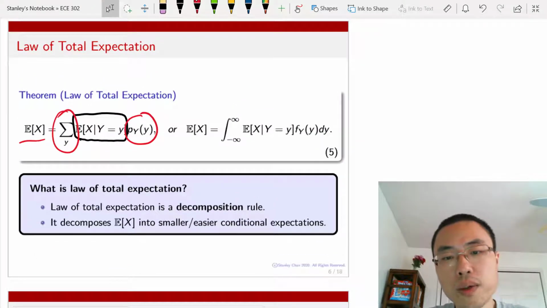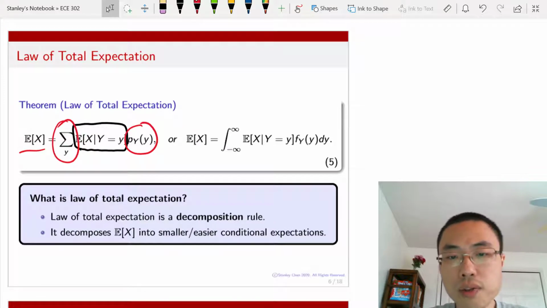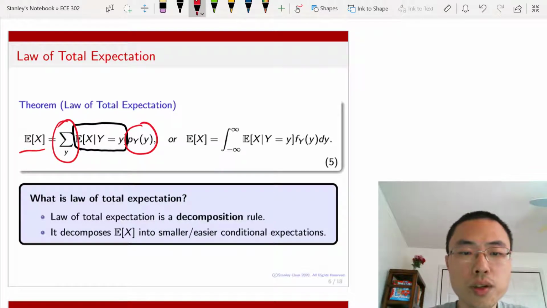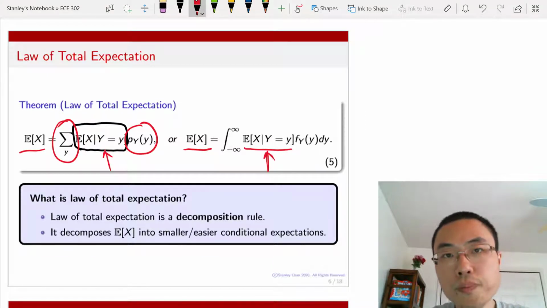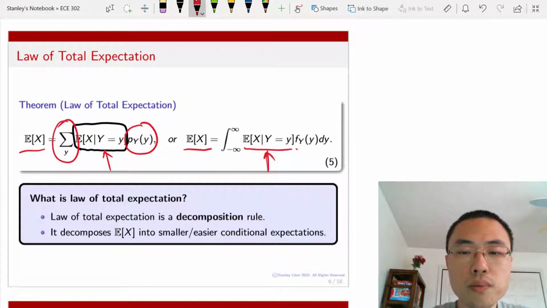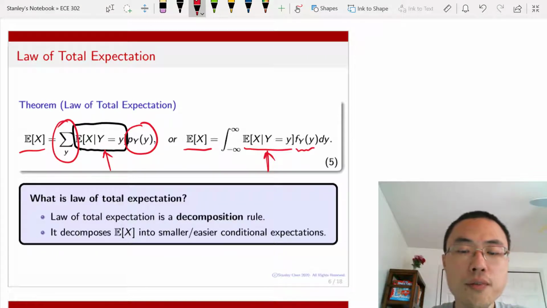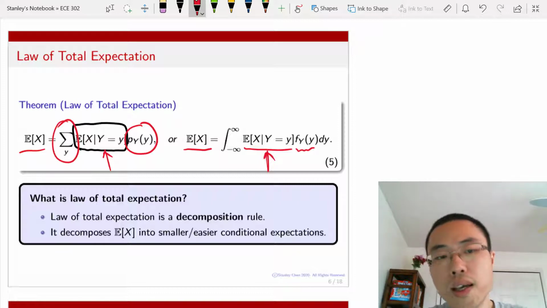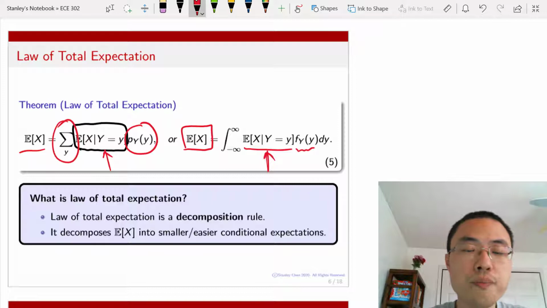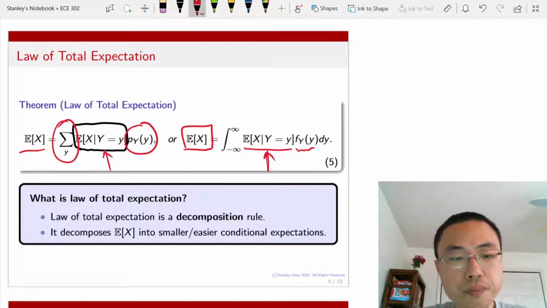The law of total expectation is really the statement about this. It says that if you want to compute the expectation of X, you need to compute the individual conditional expectations first, and then you multiply each one by its corresponding likelihood, which is the PDF of Y. You integrate or you sum over all the possible values of Y. Then you'll be able to retrieve the expectation of X.